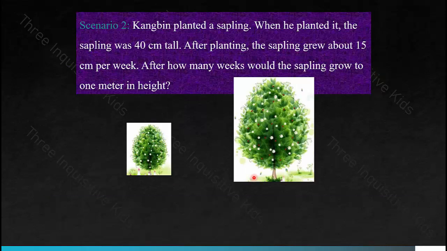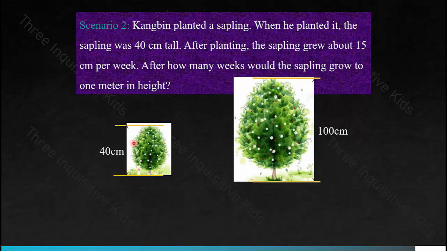Here, let's look at another example of where linear equations are used. Carmen, who is another recorder on this channel, planted a sapling. When he planted it, the sapling was 40 centimeters tall. After planting, the sapling grew about 15 centimeters per week. After how many weeks would the sapling grow to be 1 meter in height?